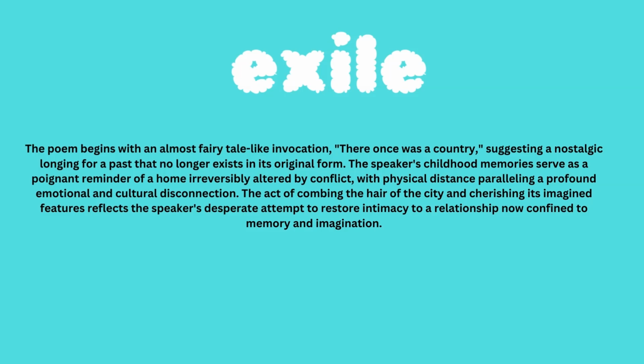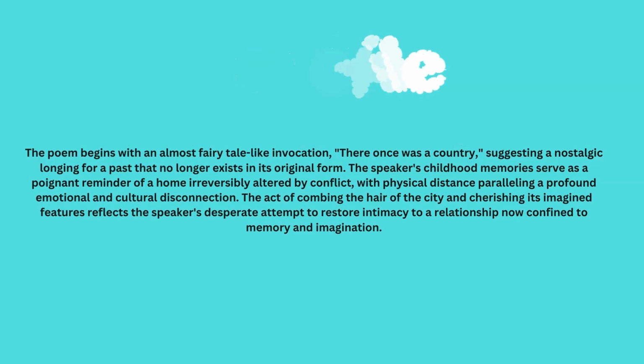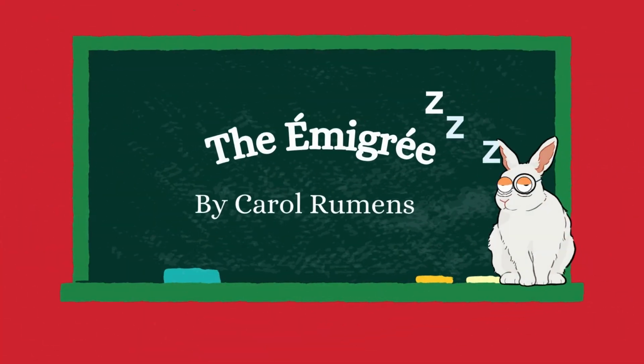The speaker's childhood memories serve as a poignant reminder of a home irreversibly altered by conflict, with physical distance paralleling a profound emotional and cultural disconnection. The act of combing the hair of the city and cherishing its imagined features reflects the speaker's desperate attempt to restore intimacy to a relationship now confined to memory and imagination.